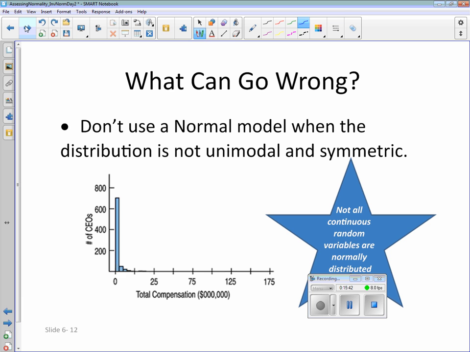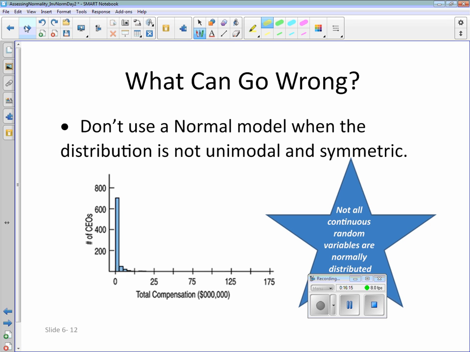All right. So step one, graph it. Now, what can go wrong with the graph? Obviously, if it's not unimodal and symmetric, what graph does this look like that we've already done? It's skewed what direction? Skewed right. And isn't NFL salaries also a very skewed right distribution? This is a different one. This is the number of CEOs versus the compensation that they've gotten.